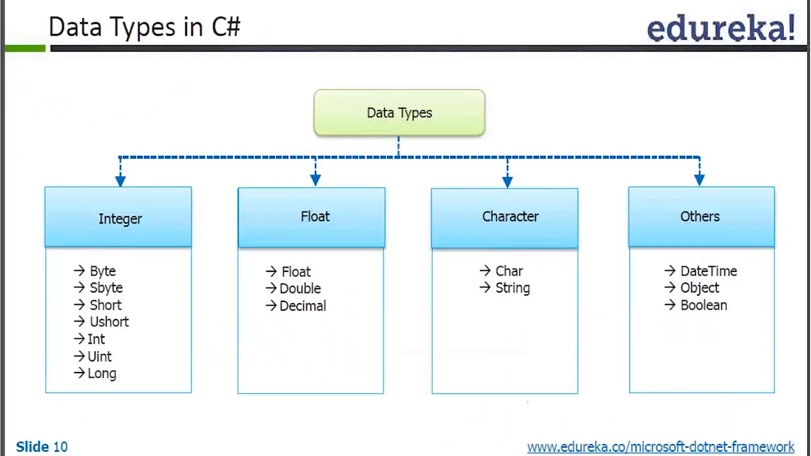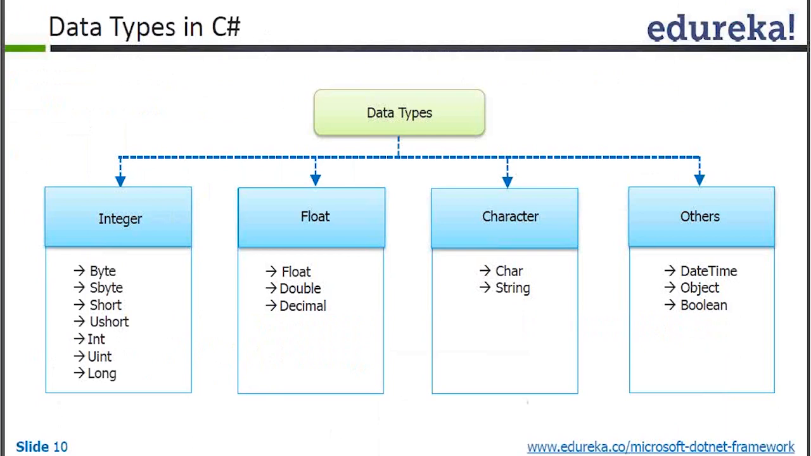You can see that there is the integer type, where we can have different types of integers: byte, sbyte, short, ushort, int, uint, long, etc. Coming to floats, you have float, double, decimal, etc. You have char and string. Others include DateTime, object, and boolean. Apart from this, there are many more data types. We'll see them one by one.